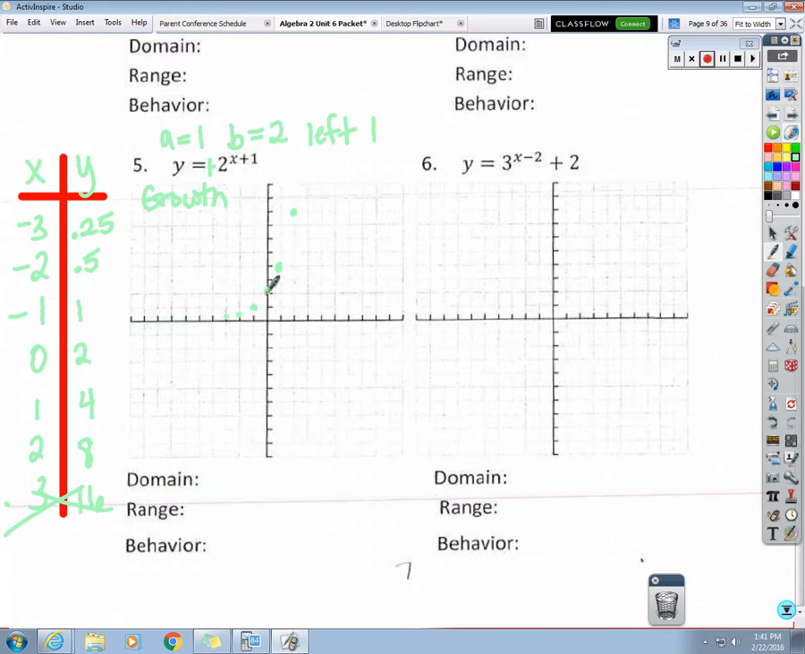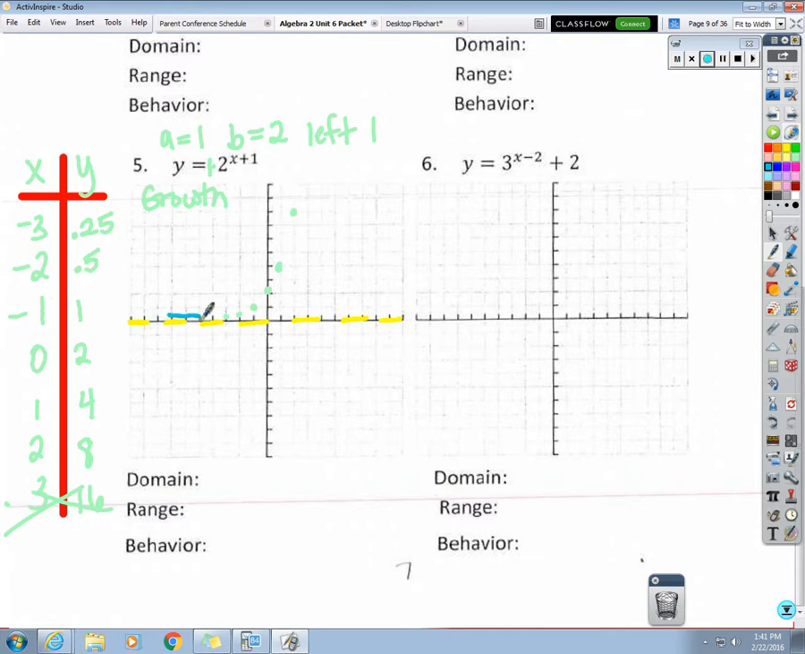So these are all approaching where? 0. Our asymptote's at 0. Why is our asymptote still at 0 even though there was a shift? Right, it only shifted over. It didn't shift up or down, and that doesn't affect the asymptote when it only shifts left or right.